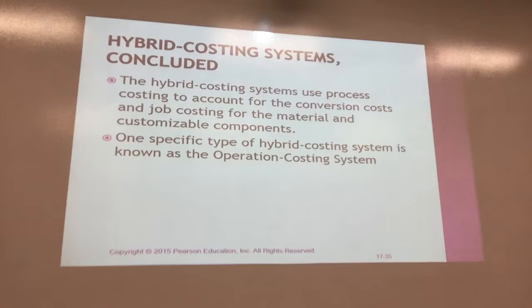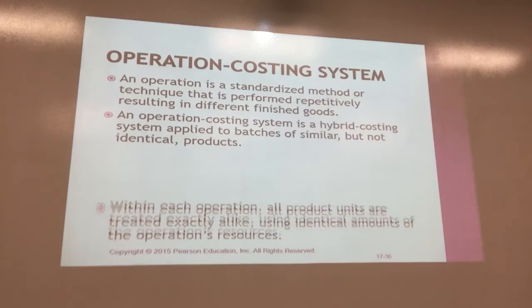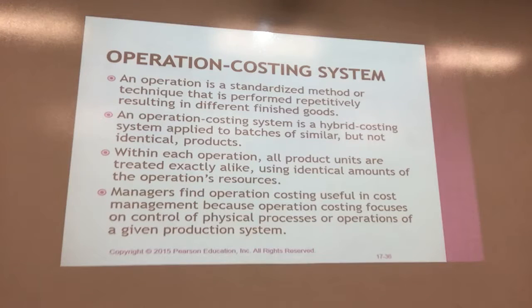A hybrid cost system uses process costing to account for the conversion costs and job costing for the materials and customizable components. One specific type of hybrid costing system is known as the operation costing system, which I don't think we do a whole lot with. So we'll just go over it. I don't think there are any homework assignments over it, and I won't test over it.